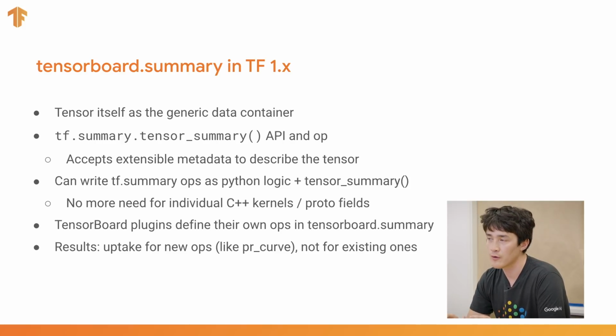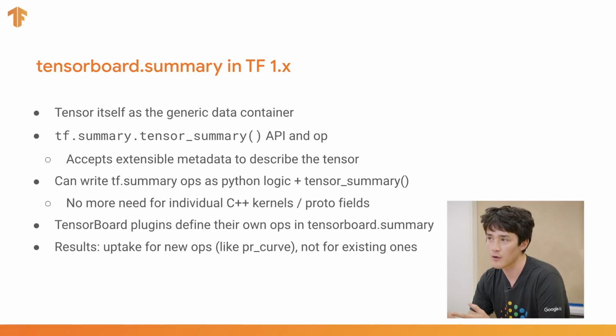And so the principle TensorBoard.Summary takes is that you can re-implement the tf.Summary ops and APIs as Python logic to call TensorFlow ops for pre-processing and then a call to TensorSummary. And this is a win in the sense that you no longer need individual C++ kernels and protofields for each individual data type. So the TensorBoard plugins today actually do this. They have for a while. They have their own summary ops defined in TensorBoard. And the result of this has been that for new TensorBoard plugins, where this is the only option, there's been quite a bit of uptake.